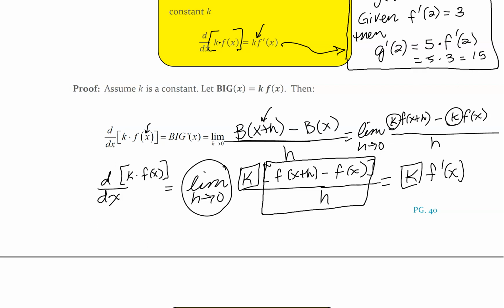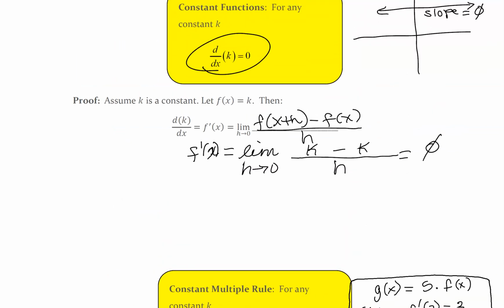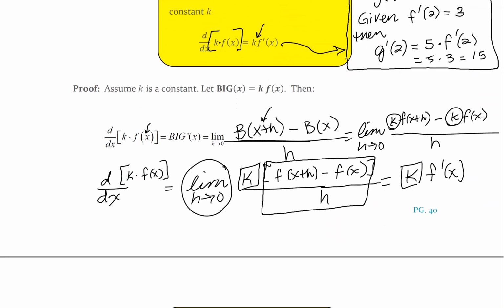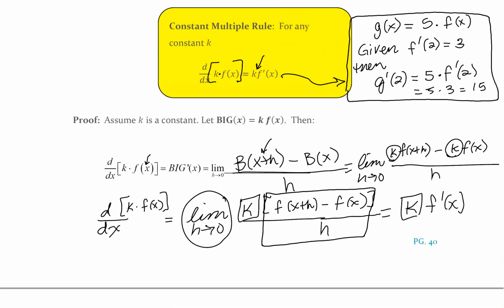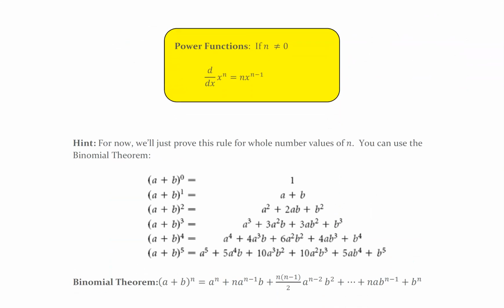So far, we know the derivative of a constant is 0. The derivative of a constant multiplied by a function is the constant times the derivative of the function. Our job coming next is to find the derivative of all of the basic functions, like in algebra, when you learned all the parent graphs.